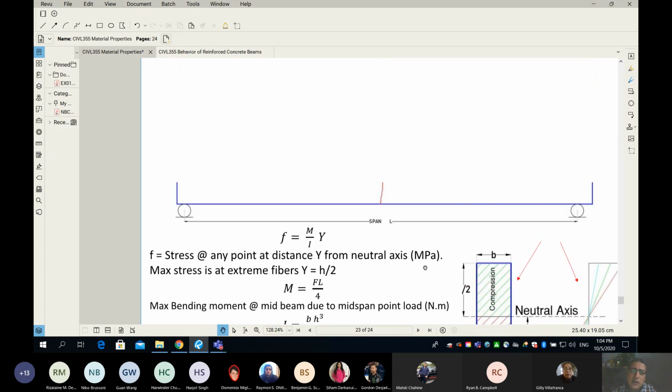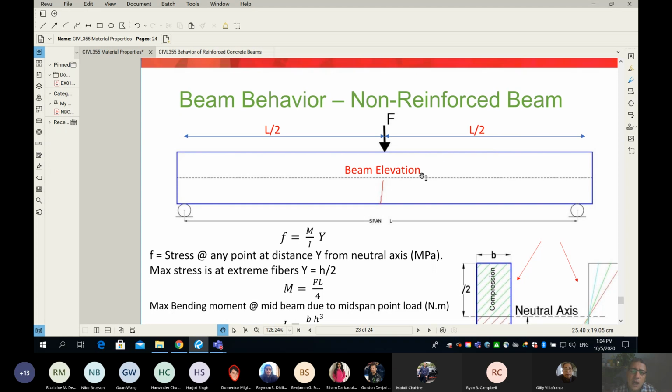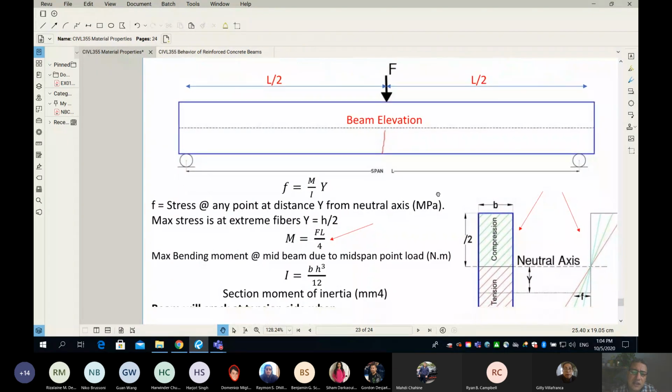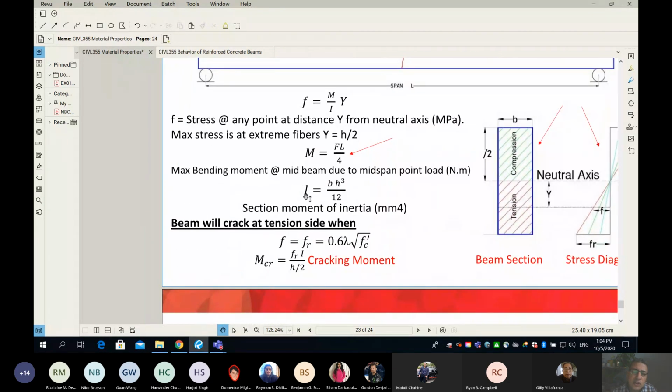Then if we apply a force in the middle of the beam, the moment is related to the force and the span through this equation here. The moment is equal to the force multiplied by the span divided by 4. This is given that the force is acting in the middle. And then the moment of inertia, or the second moment of area, you guys studied this in strength of materials, is connected to the dimensions of the cross section. So it's equal to the width of the beam multiplied by the height of the beam cubed divided by 12. And the units are in millimeter to the power 4.